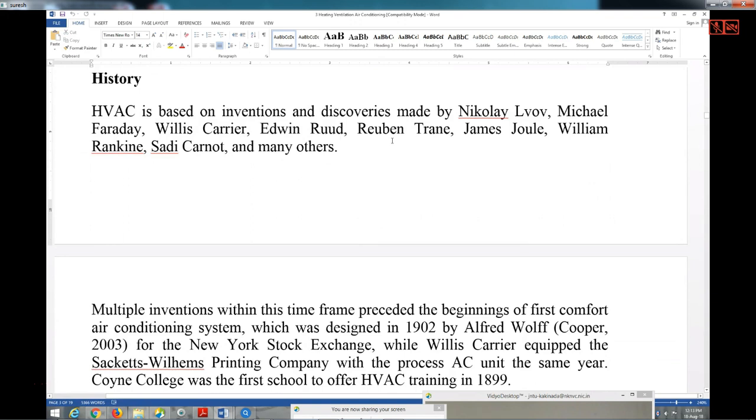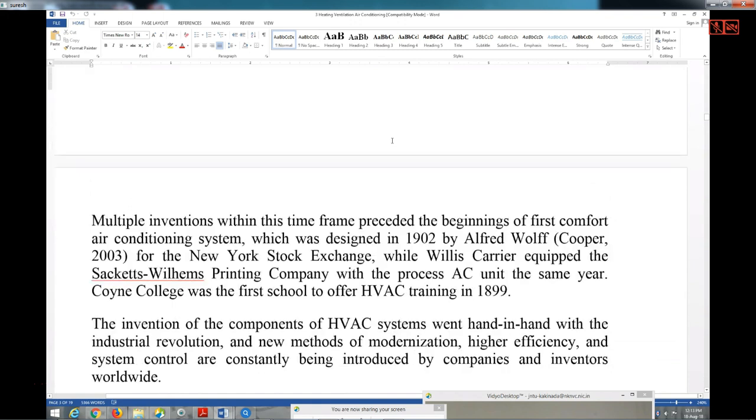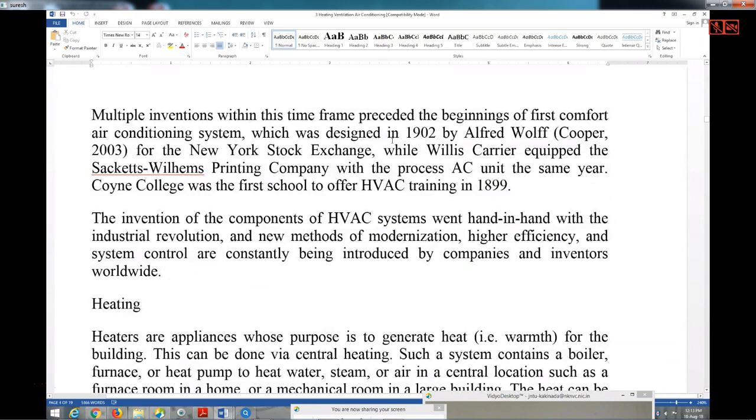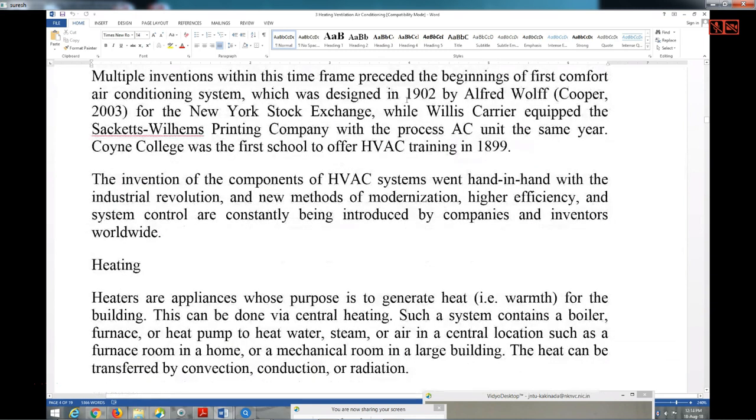The multiple inventions within this time frame presented the beginnings of the first comfort air conditioning system, which was designed in 1902 by Alfred Wolf for the New York Stock Exchange. While Willis Carrier equipped a printing company with an AC unit in the same year. Croydon College was the first school to offer HVAC courses in 1899.